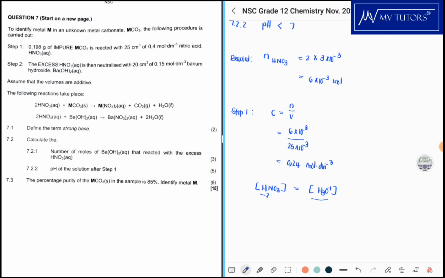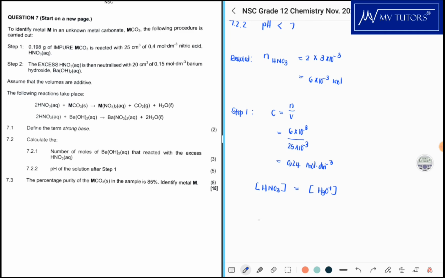I would have to multiply by half or multiply by 2 or whatever the case is. But now we have a monoprotic acid, so things are a little bit simpler for us. I know that the concentration of the nitric acid that reacted is actually equal to the concentration of hydronium ions. And why is that important?